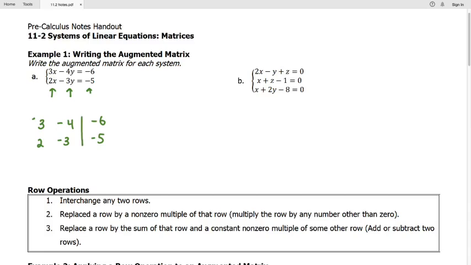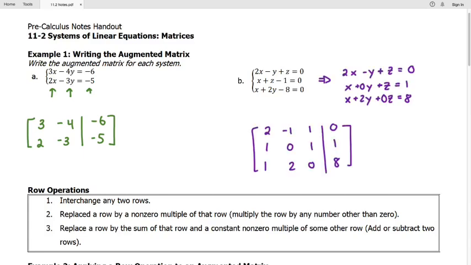So I draw a line through that matrix where the equal sign would be on the system of equations. That helps us keep track of things as we start working with these matrices, but this is what we would call the augmented matrix. We took a system of equations and turned it into a matrix. All right, try B, pause the video, and then I'll have the answer up as soon as you're done.